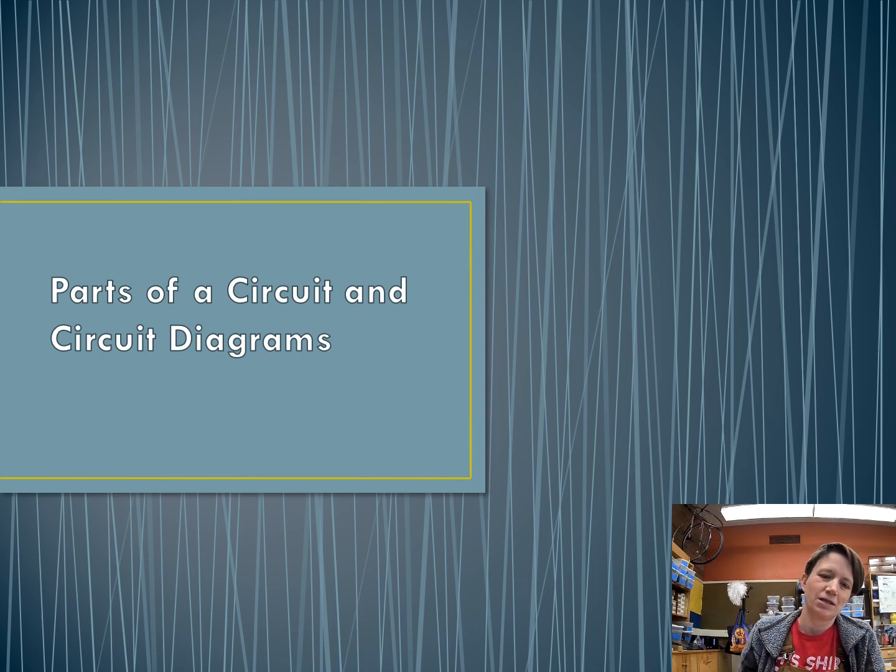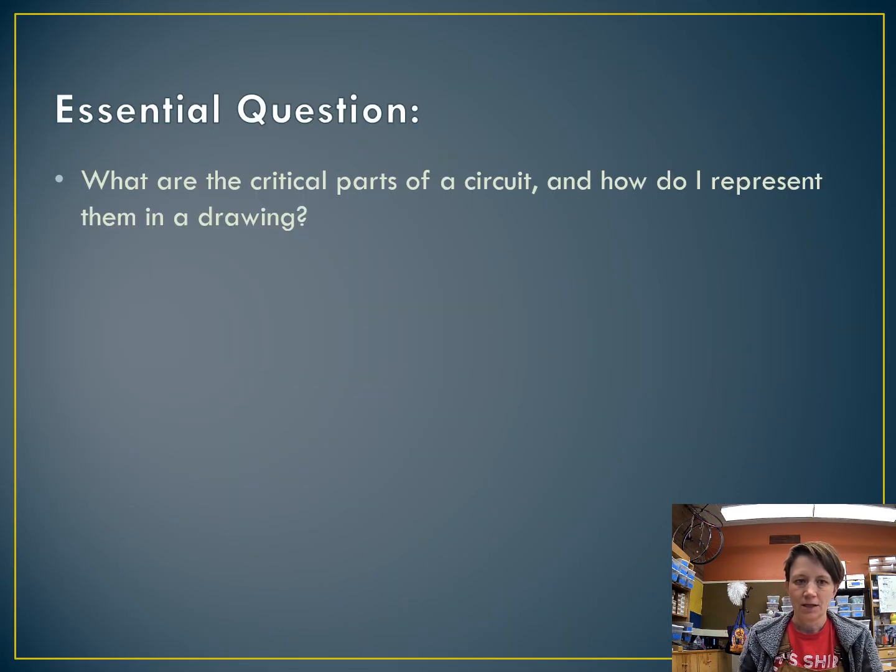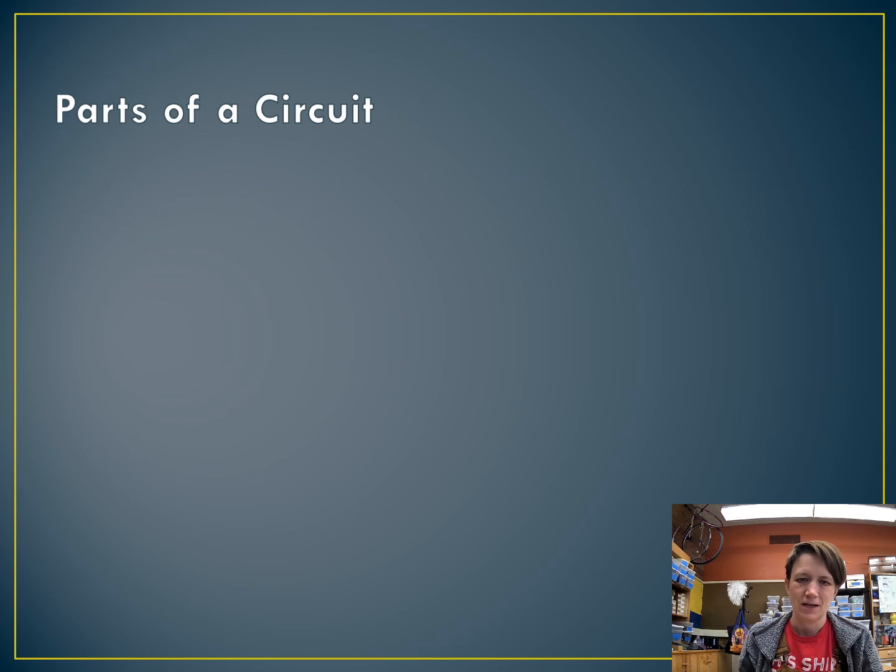Hello, this is Teach Nichols, and this lecture is on the parts of a circuit and how to draw circuit diagrams. The essential question is, what are the critical parts of every circuit, and how do I represent them in a scientifically recognizable drawing? Some of this may be familiar to you from ninth grade physics or from other hobbies, so review as needed. There are a few critical elements that every circuit will have.